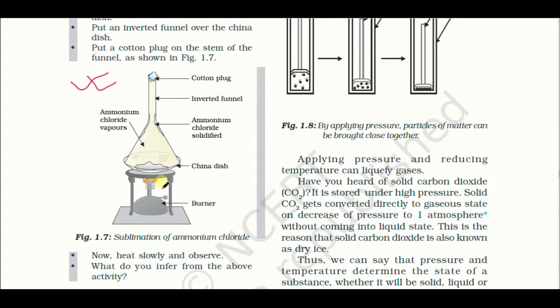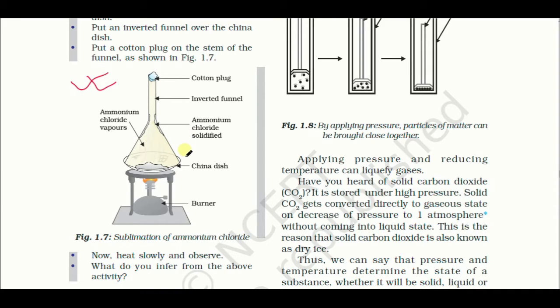If we heat the ammonium chloride, then the ammonium chloride goes into the vapor state without converting into the liquid state. The vapor will be collected at the top position of the funnel where the temperature is comparatively low. Clear? That's why they undergo condensation again to convert into solid. That means they do not go into the liquid state, they go directly into the vapor state, and this kind of conversion is known as sublimation.